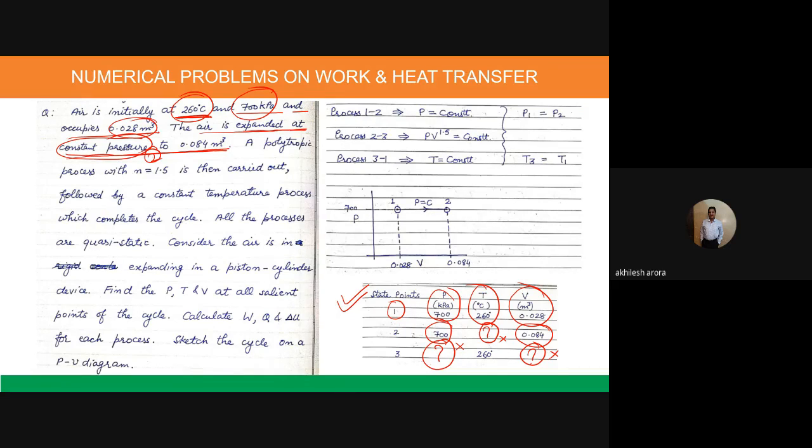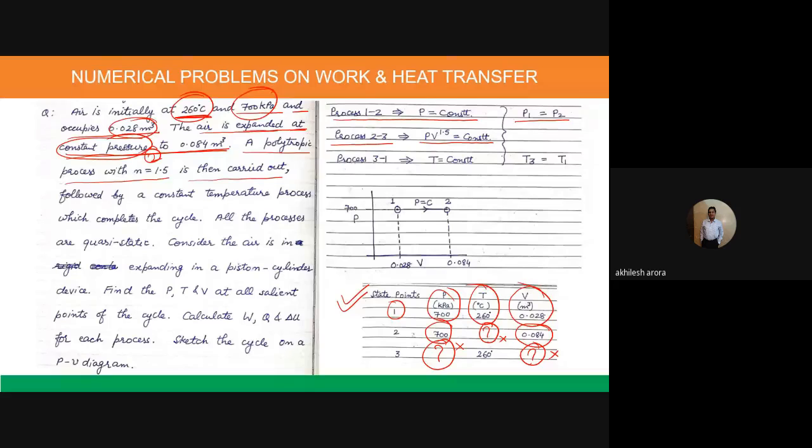Now let us read the question further. A polytropic process with n equal to 1.5 is then carried out. So after the constant pressure process, the polytropic process follows. Process 1 to 2 is constant pressure, so P1 is equal to P2. Process 2 to 3 is polytropic, which is PV raised to power 1.5 equal to constant.